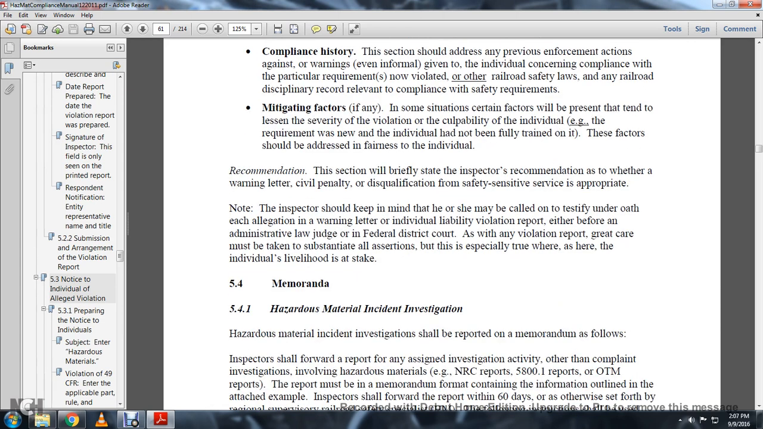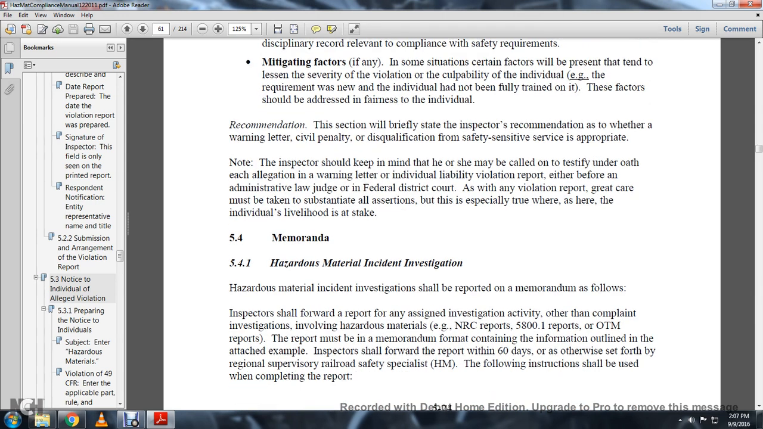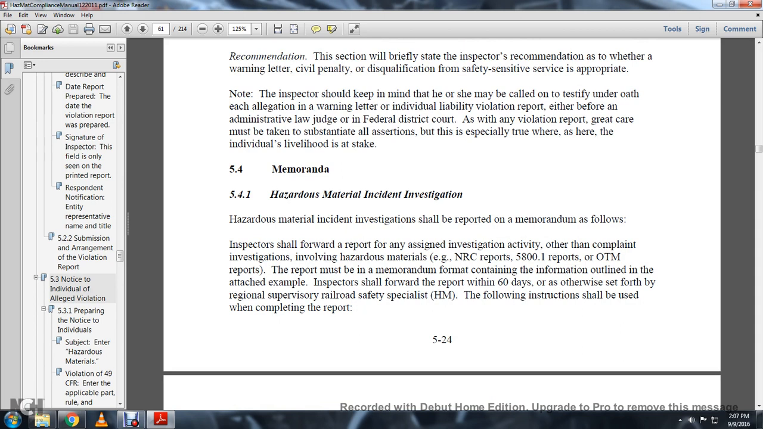Recommendation. This section will briefly state the inspector's recommendation on whether a warning letter, civil penalty, or disqualification from safety-sensitive service is appropriate. Note that the inspector should keep in mind that he or she may be called to testify under oath on each allegation, warning letter, or individual liability violation before an administrative law judge or federal district court. As with the violation report, greater care must be taken, especially where the individual's livelihood is at stake. This concludes the memorandum.